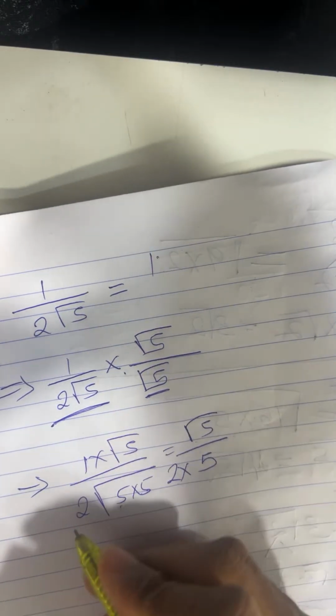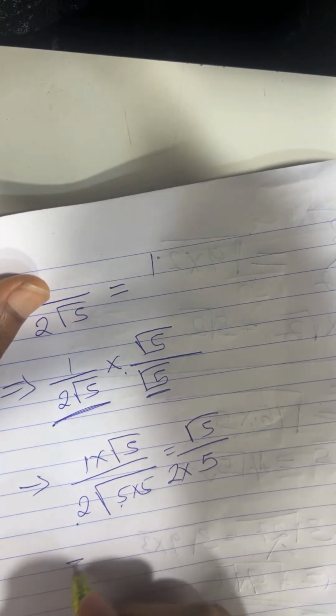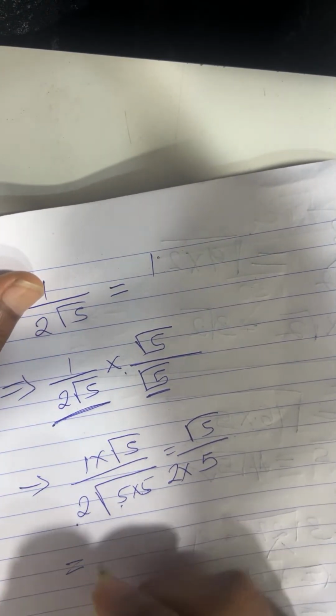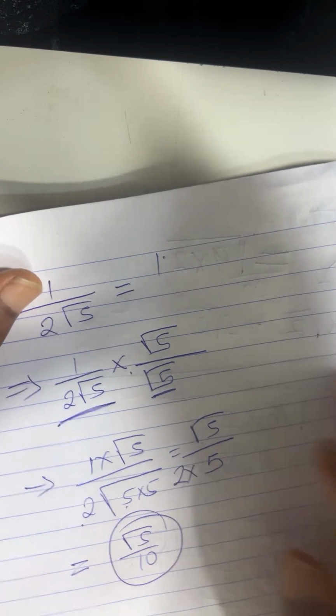You multiply with the 2 because of these 2. So if you look at this well, you see that your answer is going down to be root 5 over 10. This is the answer.